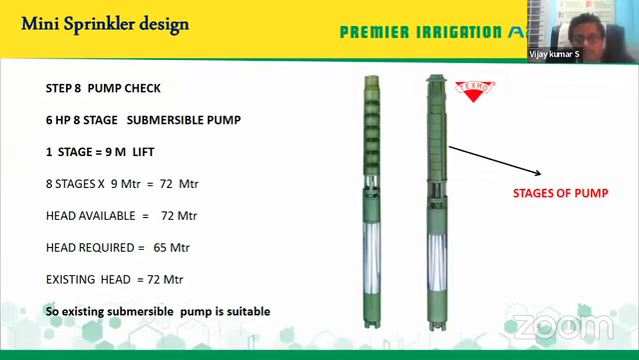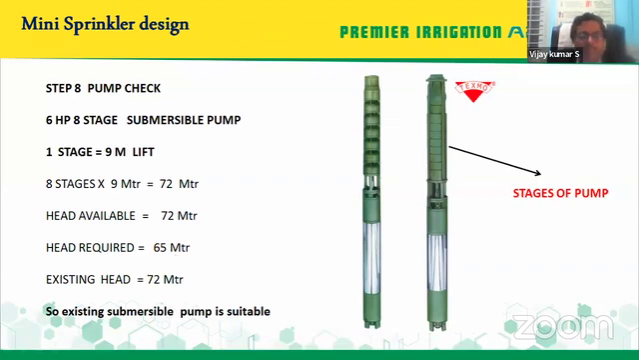Now I have the submersible pump with the various stages. You can see the impellers over here. This is a 6 HP pump and an 8-stage pump. And I told you one stage is around 9 meters lift. So 8 multiplied by 9 is around 72 meters. Head available is 72 meters and head required is 65 meters. So the existing pump is very much suitable from the point of the head.